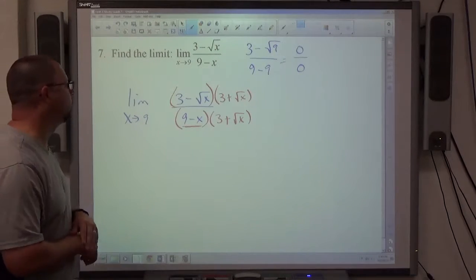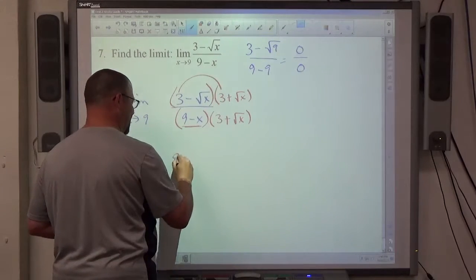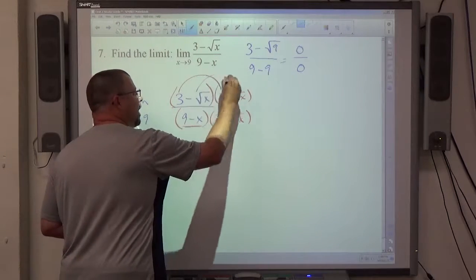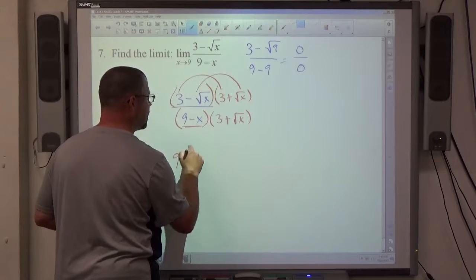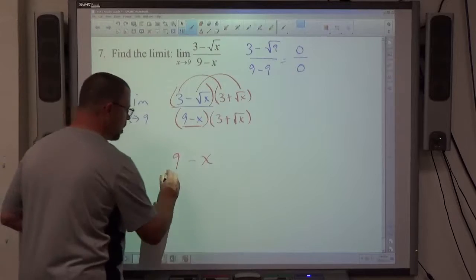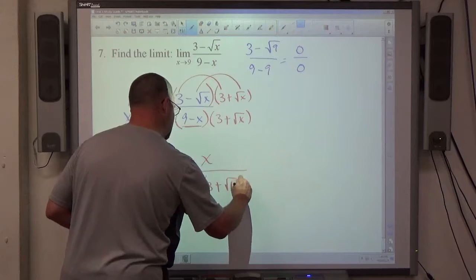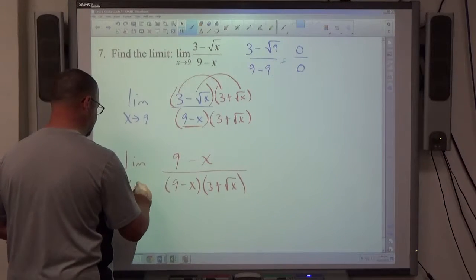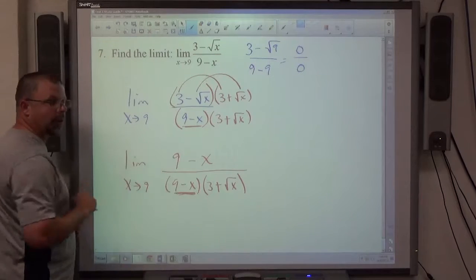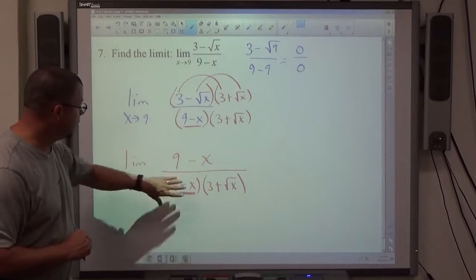If I do my stuff on top, multiplying conjugates, I just get first times first, which is 9. Outside 3 square root of x, inside negative 3 square root of x cancel. Last times last, negative times positive makes a negative, square root times itself makes the inside of the square root, so x. On the bottom I got my 9 minus x being multiplied by my 3 plus the square root of x. Still doing a limit as x approaches 9. Okay. Keep the object that's causing the problem segregated from everything else. Don't multiply it out. It is counterproductive to do that. So keep that separated because that's what we want to get rid of.